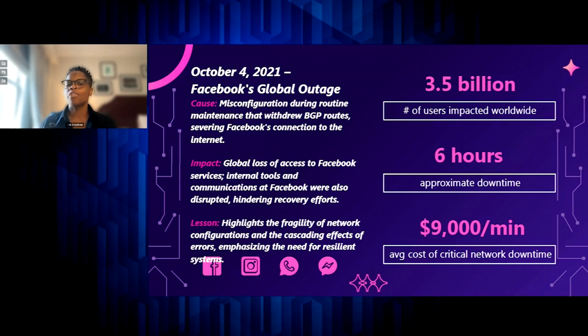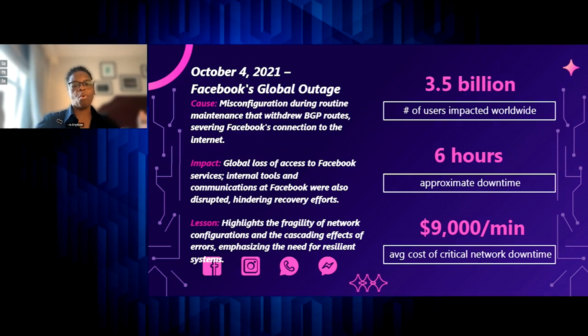So suddenly, no one could reach Facebook's servers. The downtime was more than 6 hours. And so that's 6 hours of global blackout, 6 hours of operational paralysis, and an estimated $100 million in losses. And even worse, the tools that they needed to fix the problem were also down because those ran on the same infrastructure that had just disappeared. Like they weren't useful.